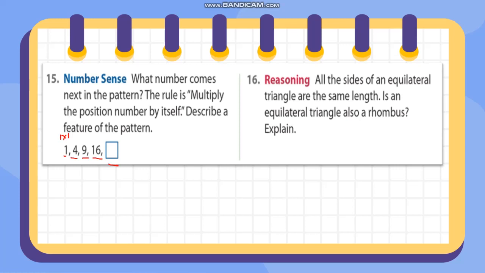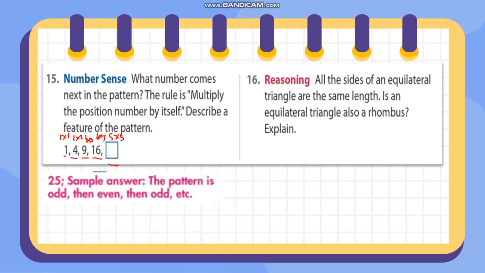The 4 is on the second, it means 2 times 2. 9 is on the third, it means 3 times 3. And 16 is on the fourth, it means 4 times 4. And the next one is on the fifth, it means 5 times 5. So what is 5 times 5? The answer is equivalent to 25. So the pattern is odd, then even, then odd, and so on.